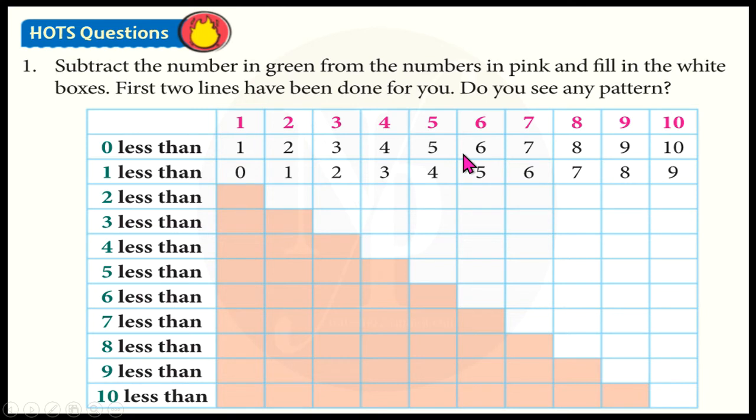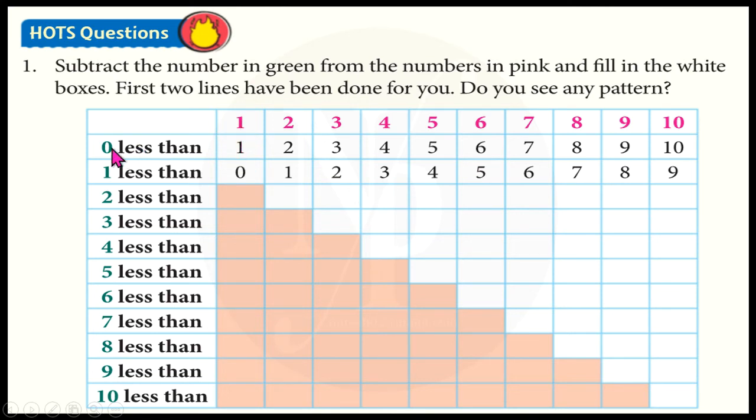So here we see in the first row we have numbers in pink, and in this column we have numbers in green. We have to subtract these numbers in green from numbers in pink and fill the answer in these white boxes. First two rows are shown as examples. So here let us understand this.